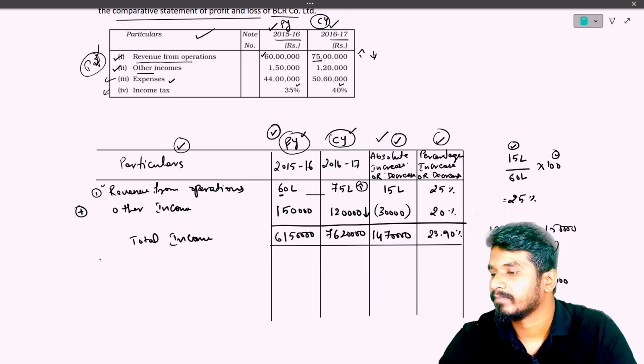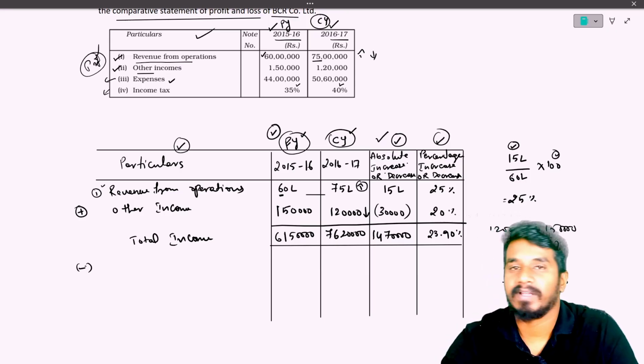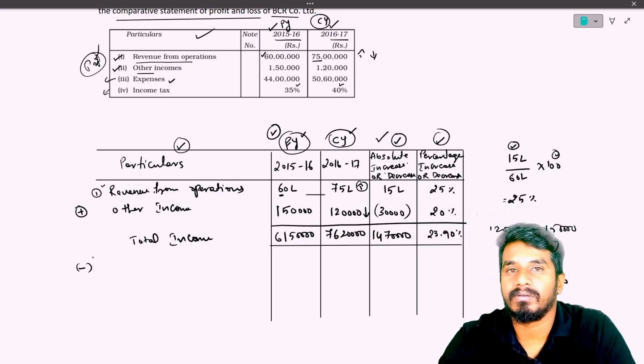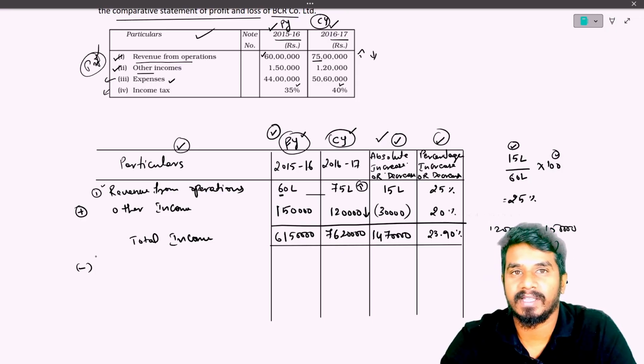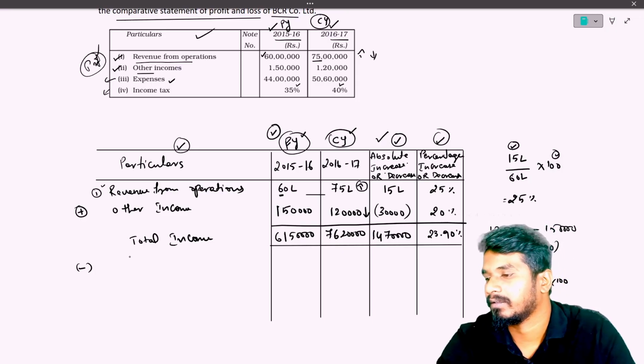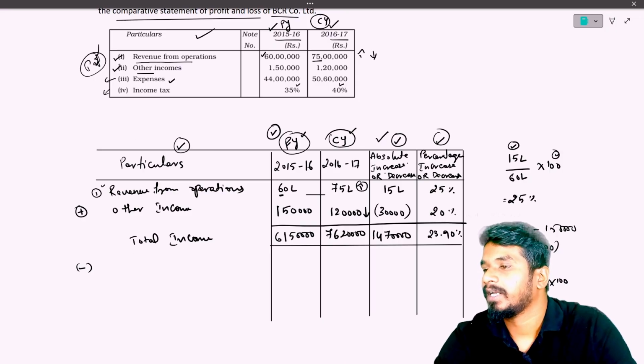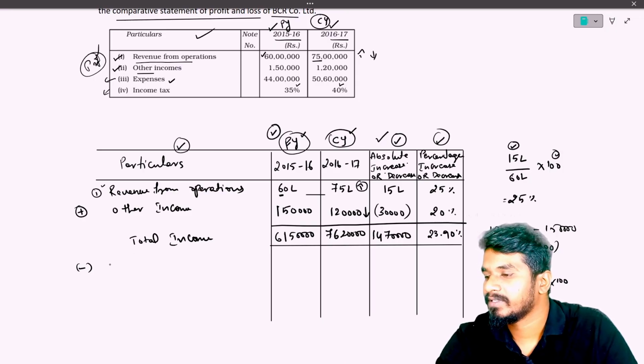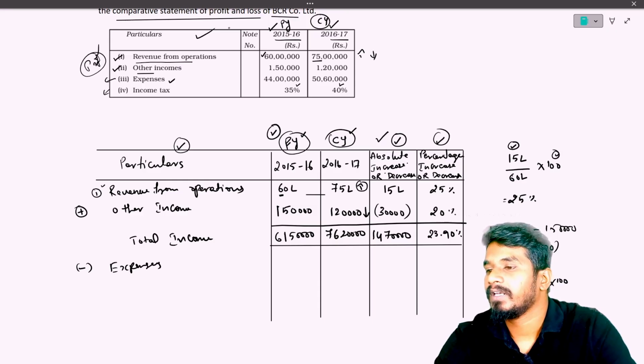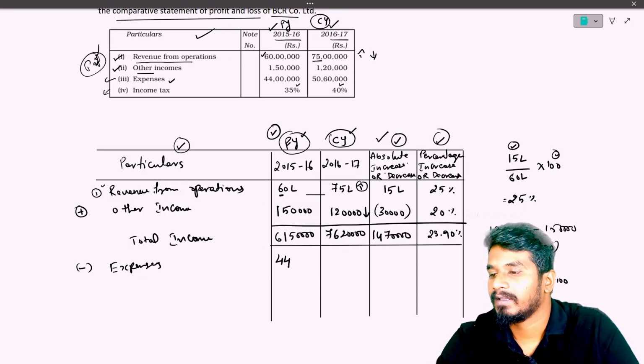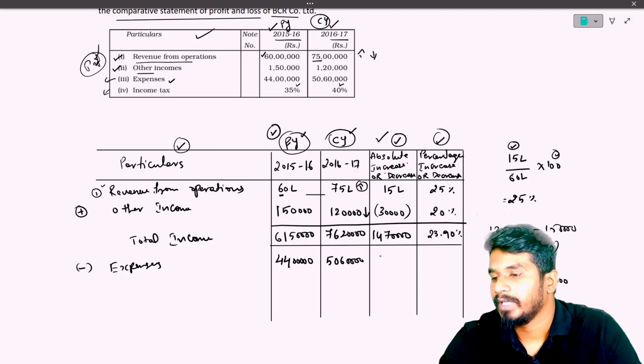Here expenses, so we need to minus it. Whatever income is there, we need to add it to the revenue, and whatever the expenses are there, we need to minus from the total income. Right. Total expenses given in the question is 44 lakh for the previous year and 50 lakh 60,000 for the current year, and you need to minus it.